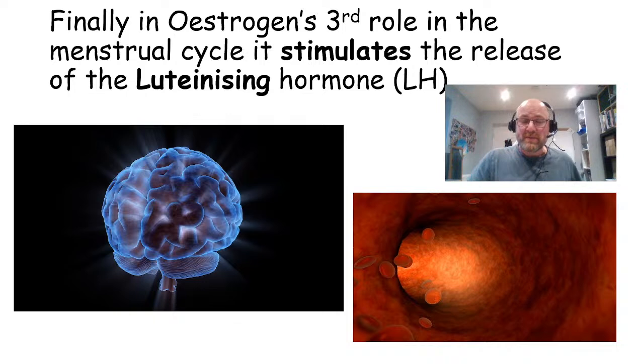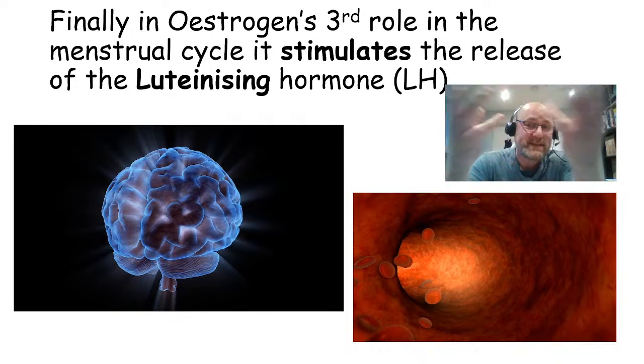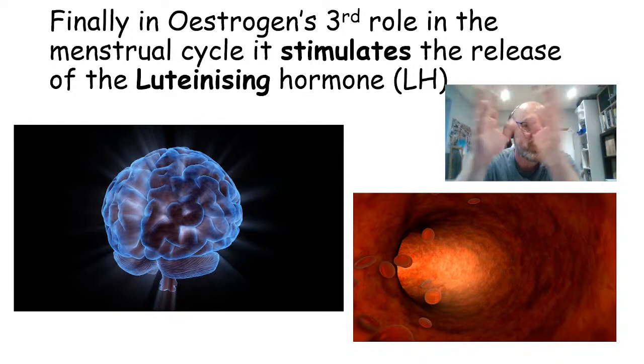In the third stage of the menstrual cycle, estrogen has stimulated luteinizing hormone, LH, and LH is going to do a job. It doesn't produce the egg, it releases the egg. What do we call that process? Well done, Claire. What do we call the process of releasing the egg? It happens around day 14 of the menstrual cycle.